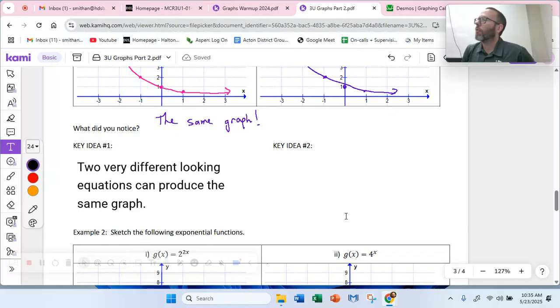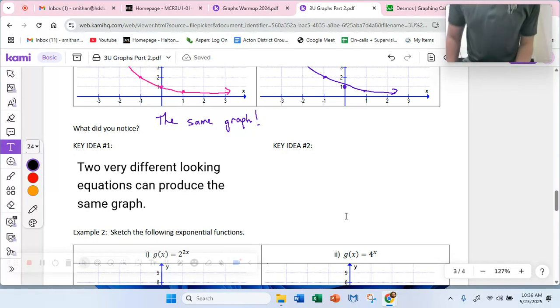Now this isn't actually that new for you guys. You remember in the first unit reviewing quadratic functions? You had vertex form, factored form, standard form. The same parabola, the same quadratic function, could look very different depending on which form of the equation you looked at. It's the same with exponential functions. Two equations that look very different can produce the same graph.